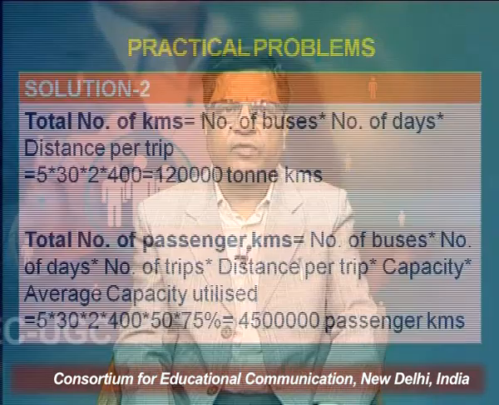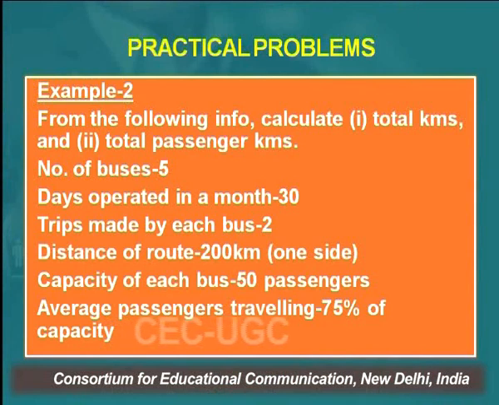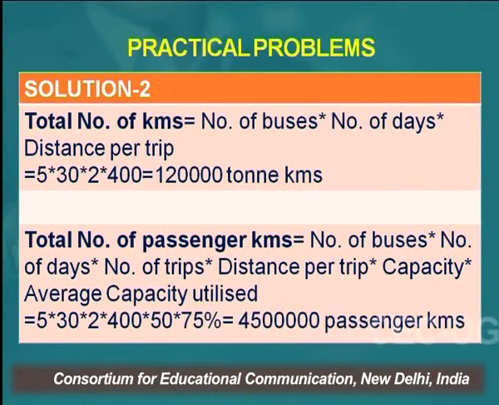So you have to calculate the total number of kilometers. The question is: from the following information, calculate total kilometers and total passenger kilometers. Total kilometer is a simple unit. I will say simply number of buses into number of days into distance per trip. How many days are there? 30. How many buses? 5. So 5 into 30 into distance per trip, which is 400: 200 going, 200 coming back.